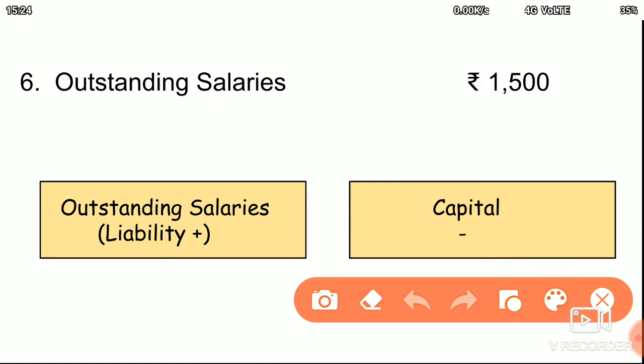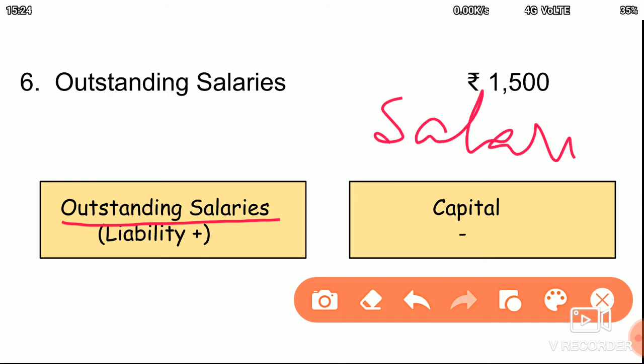So here we should understand that the two accounts that will come in this transaction will be, one will be outstanding salary, which is a liability account. On the other hand, the other one will be the salary account, which is an expense account. Even if it is not paid, it will be considered as an expense for knowing the profit or loss of the current year. So we will adjust this with the capital. So the capital will decrease by 1,500.